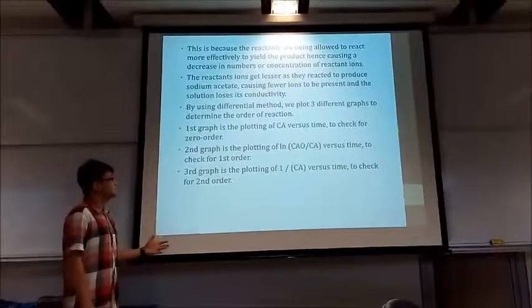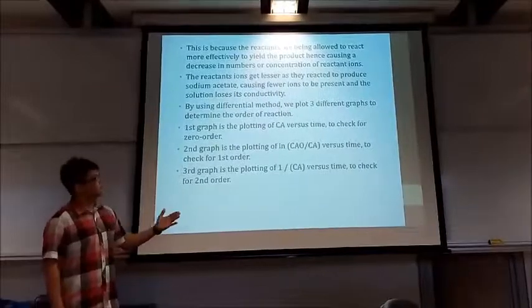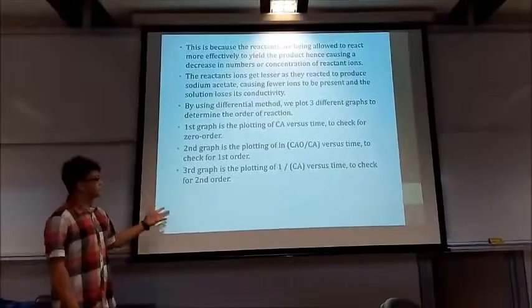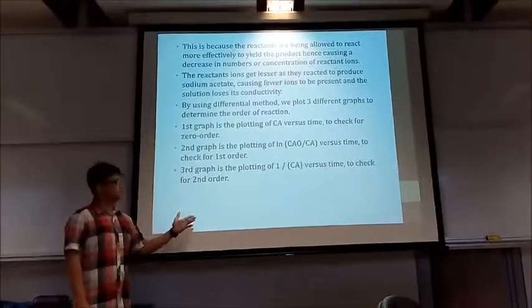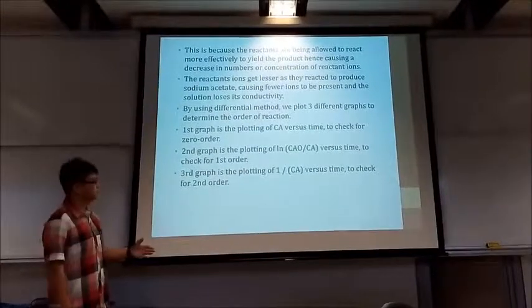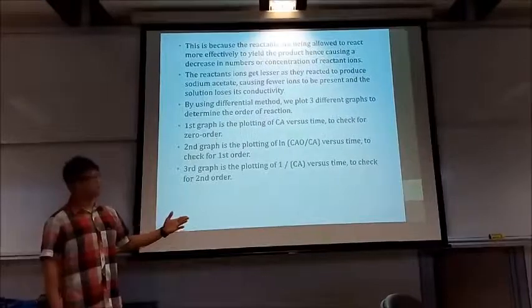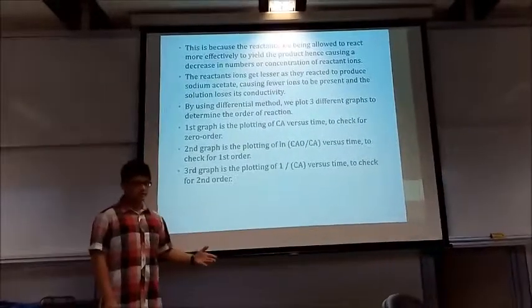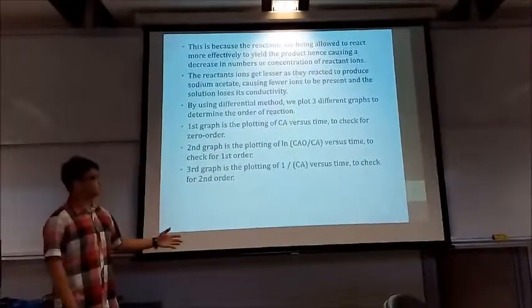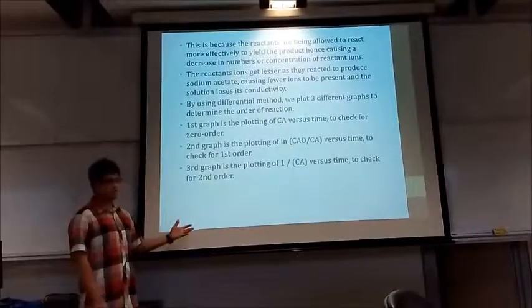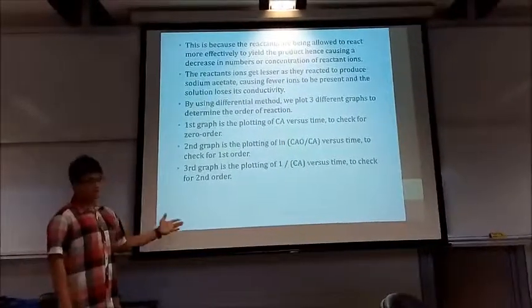Just like what I explained just now, the first graph is plotting of Ca versus time to check for zero order. The second graph is to plot ln(Ca0/Ca) versus time to check for first order. And last but not least, the third graph is the plotting of 1/Ca versus time to check for second order. As we can see from the graphs just now, both 30 degrees and 40 degrees are at second order.